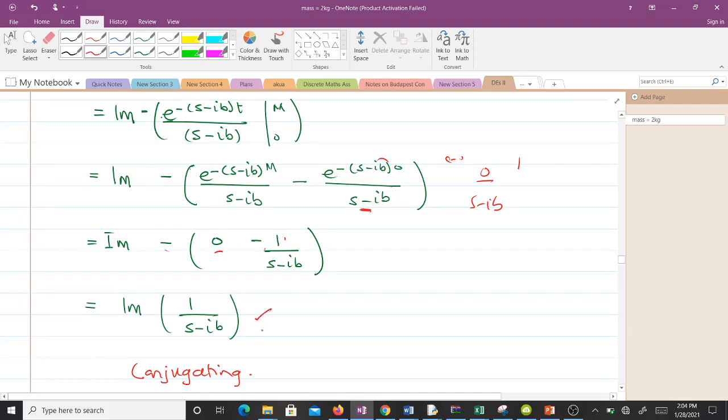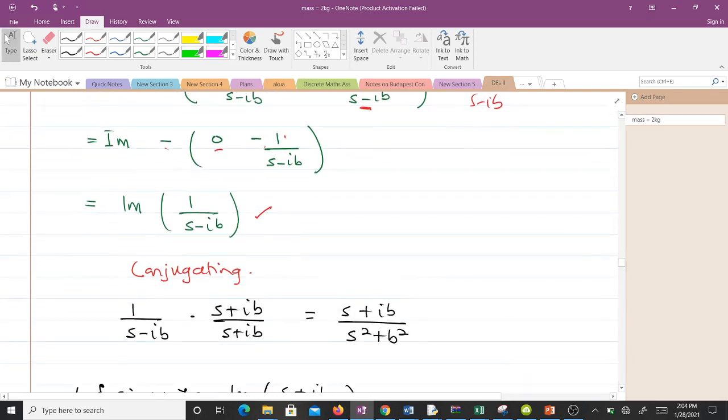So don't forget what we are doing. We are trying to find the Laplace of sine bt, and that happens to be the imaginary part of what we have here. So when you get something like this, the next thing for us to do is to conjugate it. We are using our knowledge from complex numbers, right? So we have to multiply through by the conjugate of the denominator, which is s plus ib. When we do that, 1 times s plus ib will give us s plus ib. Then s minus ib times s plus ib will give us s squared plus b squared. Okay, you can do that.